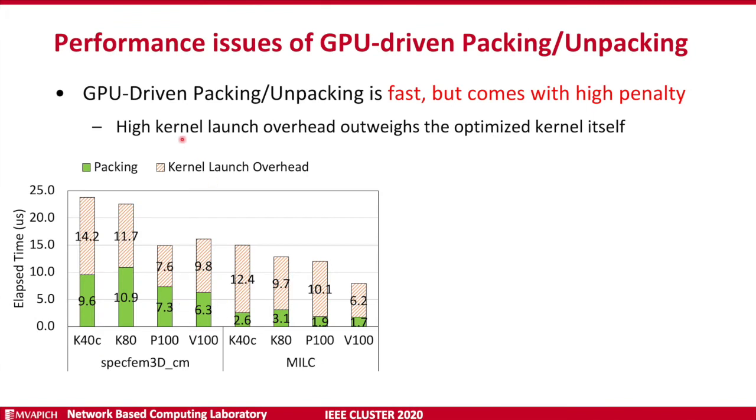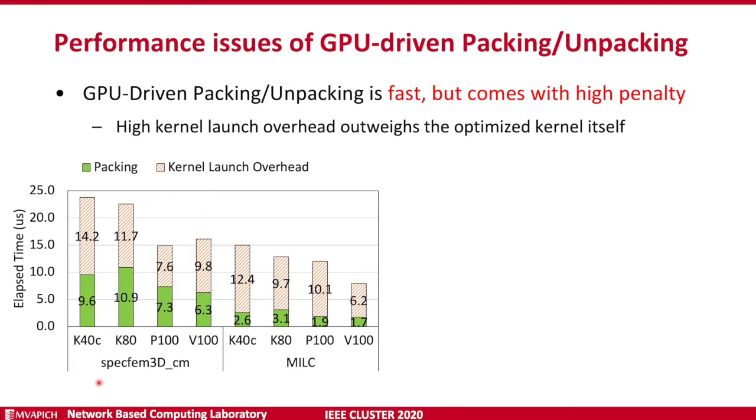We found that even though GPU-driven packing and unpacking is very fast, much faster than using CPU, it comes with a high penalty. And the penalty is actually coming from the kernel launch overhead I just mentioned. Sometimes it is always the optimized kernel. So here's an example I'm trying to show you.